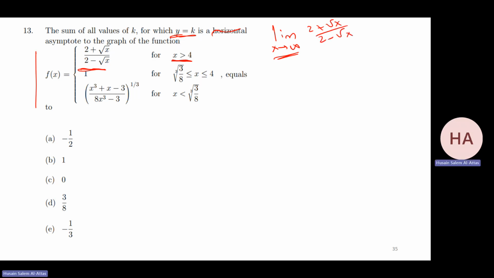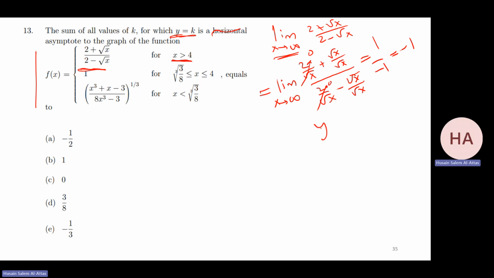You can deal with it as same degree, which is minus 1, or you can do it by dividing by square root of x. 2 over square root of x plus square root of x over square root of x, over 2 over square root of x minus square root of x over square root of x. For sure, this goes to 0. This goes to 0 as x goes to infinity. So you have 1 over minus 1, which is minus 1. So you have y equal minus 1. This is one of the horizontal asymptotes.